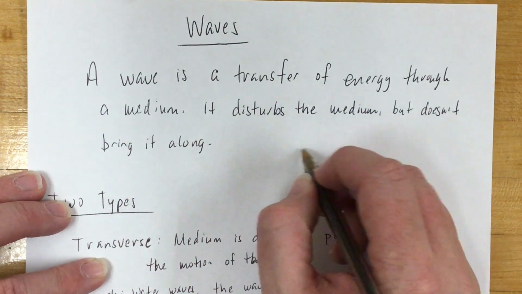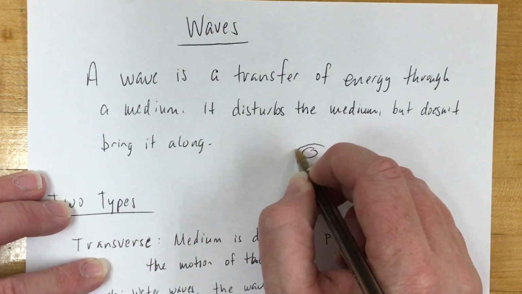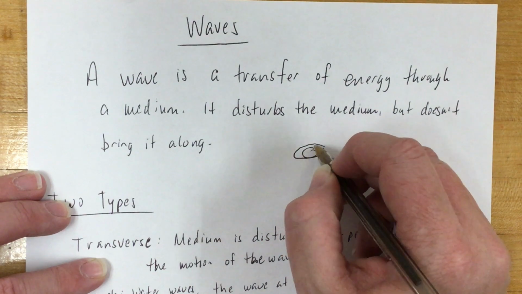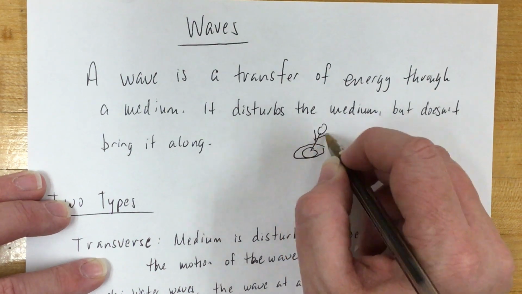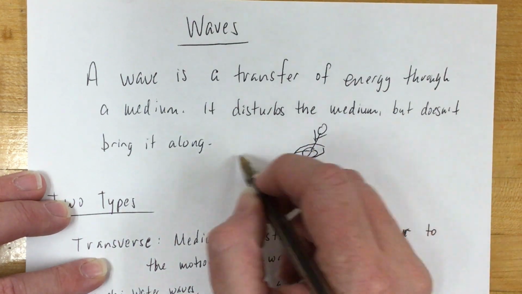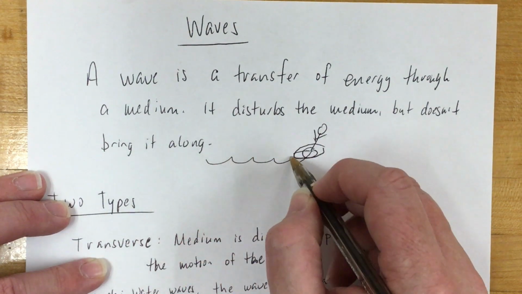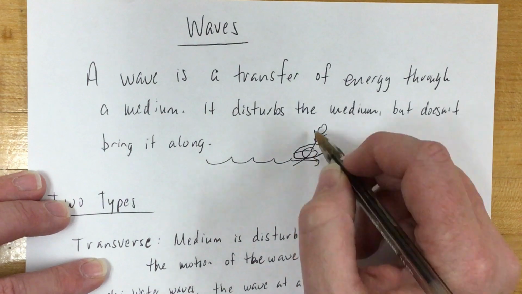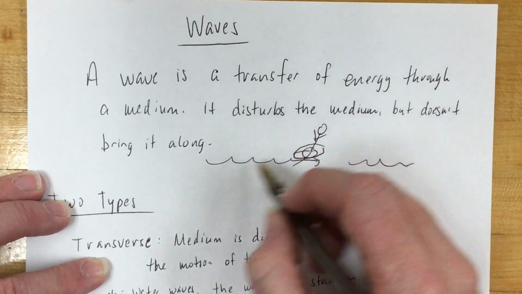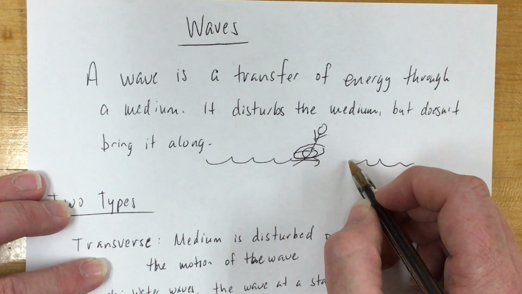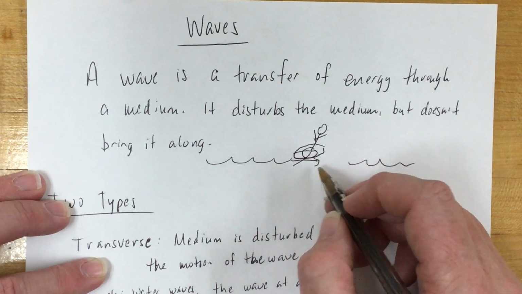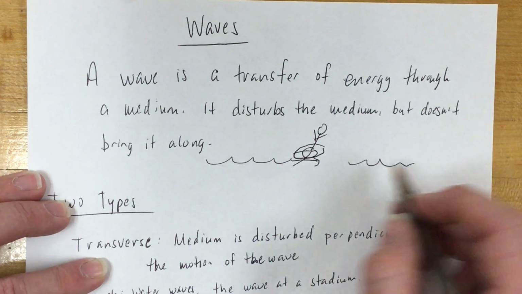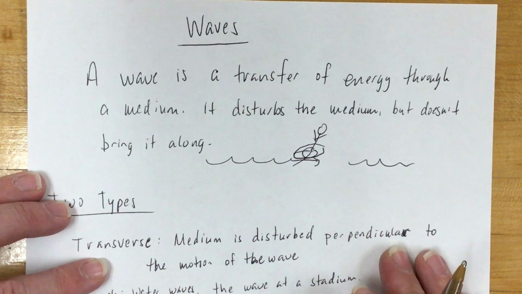If you think about sitting, let's say you're sitting on a little floaty thing. Here's your stick person, middle of the summer, just kind of hanging out. And a wave goes passing through, the wave will pass through and keep on going, but you'll stay in your same spot. So the water is disturbed, it moves you up and down, but the wave keeps on going, it doesn't bring you with it.